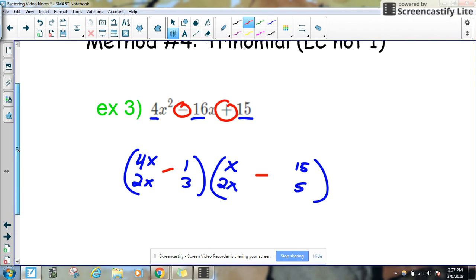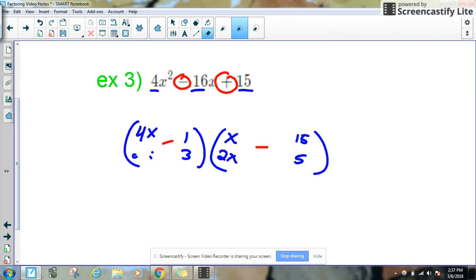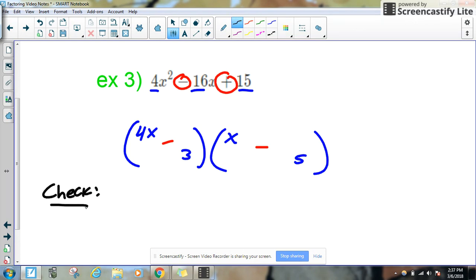Let's try just something. I'm going to try 4x and x, and I'm going to try 3 and 5, okay? So let's go ahead and multiply this out. Let's do a quick check and see if we got it.